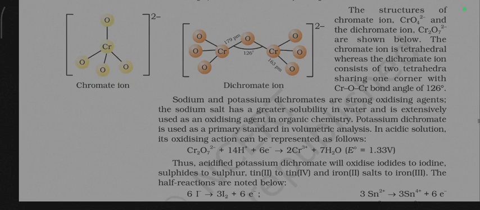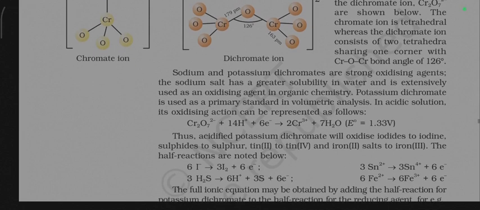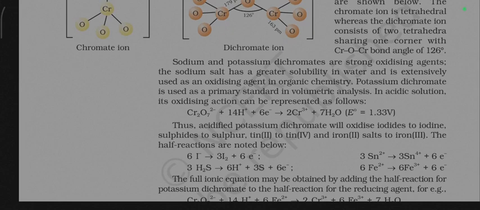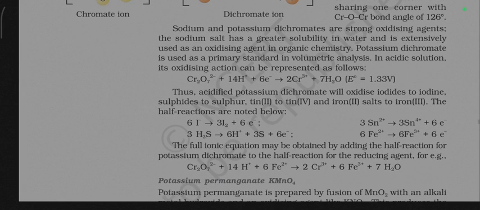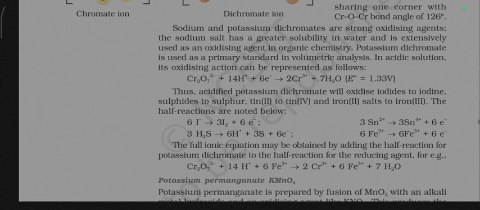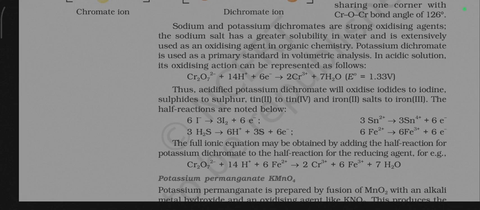Sodium and potassium dichromates are strong oxidizing agents. The sodium salt has a greater solubility in water and is extensively used as an oxidizing agent in organic chemistry. Potassium dichromate is used as a primary standard in volumetric analysis in acidic solution. Its oxidizing action can be represented as follows: Cr2O7 2- plus 14H+ plus 6 electrons gives 2Cr3+ plus 7H2O. E naught is equal to 1.33 V.